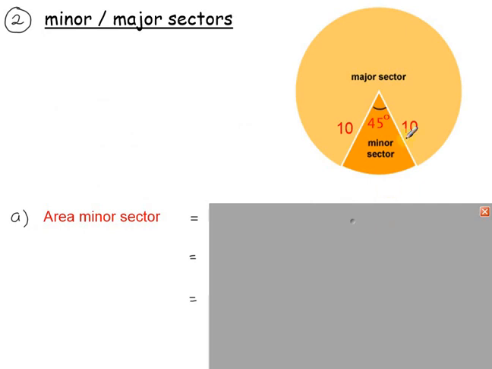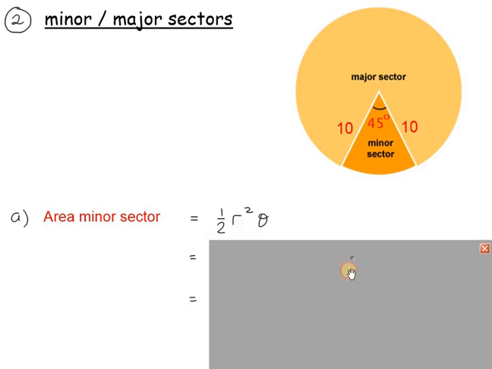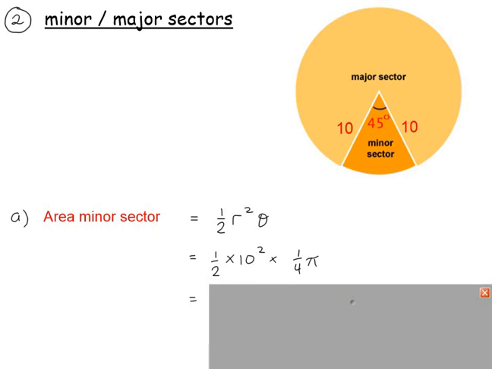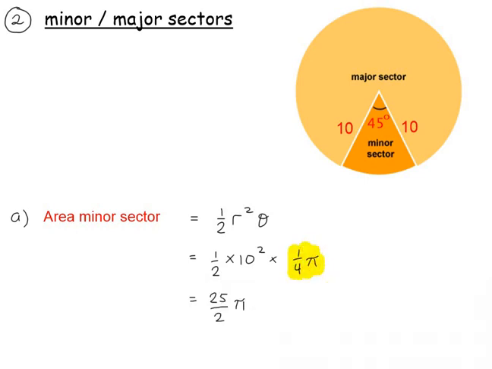In this example, the angle is given in degrees, so to use the formula half r squared theta, we need to convert the angle into radians, so 45 times pi divided by 180. So the angle is now a quarter pi. So the exact area of the minor sector here is 25 over 2 times pi.